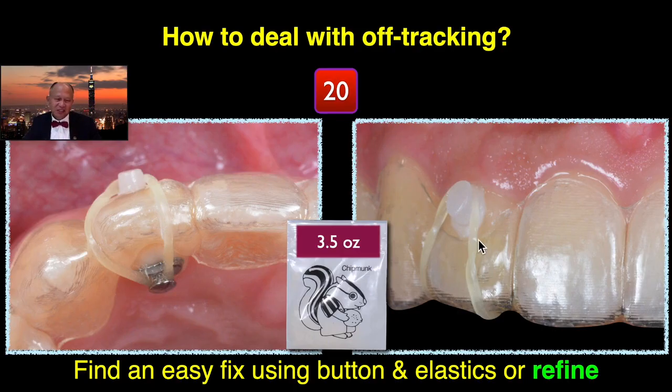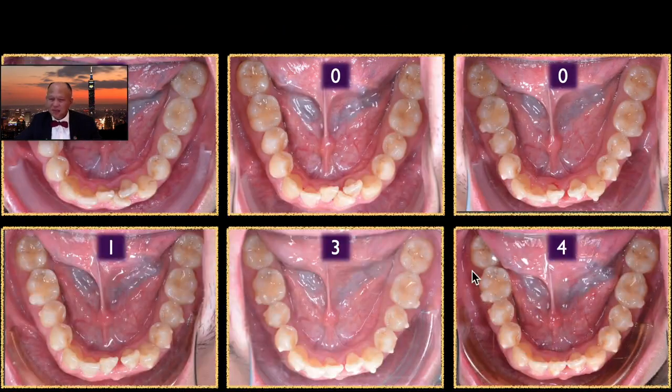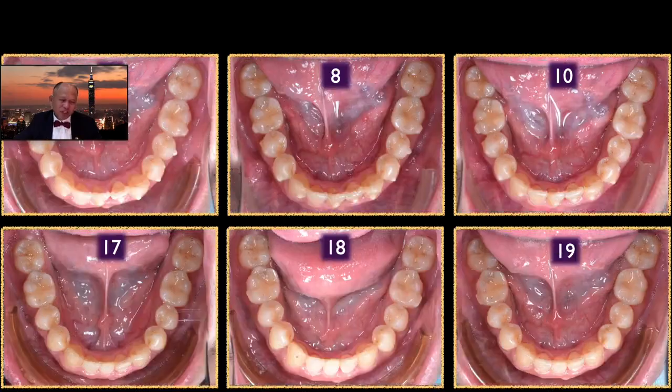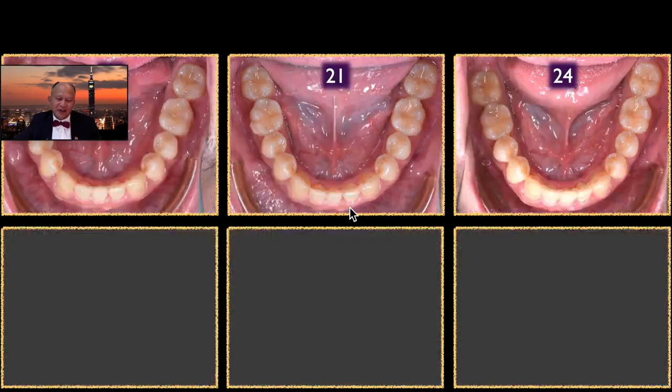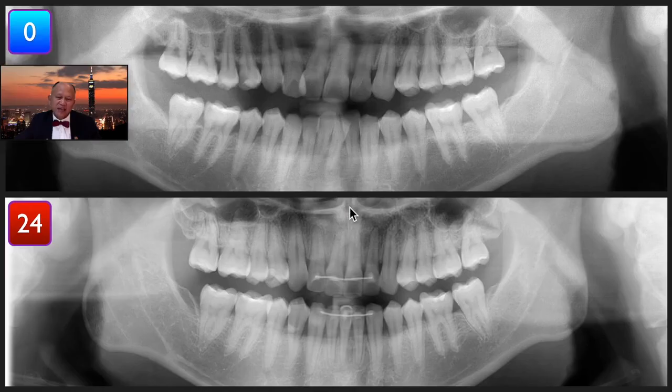But for this particular situation, it's easy. I just bonded a button on the lingual, and on the labial I used clear, and I cut it by myself and ran this chain and got it to erupt right here. Because to extrude the lateral incisor sometimes is a little bit difficult. And with the right vertical attachment for the incisor, finally we were able to get this result.